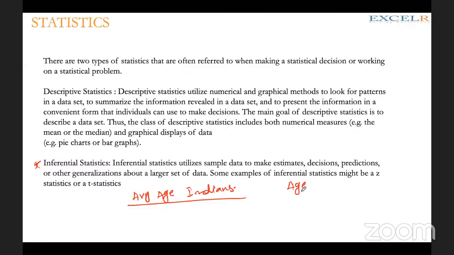First person, second person, third person, fourth person. Like that, I can collect from 130 crore people. Then I can take the average. Then that would be the average age. So this is one of the methods. So it's a brute force method.